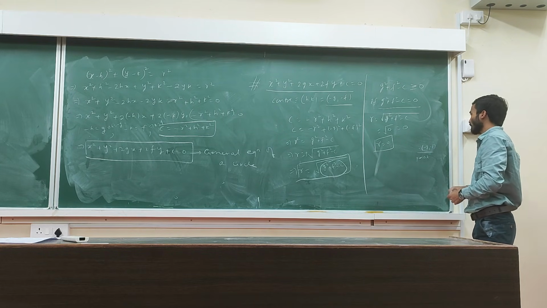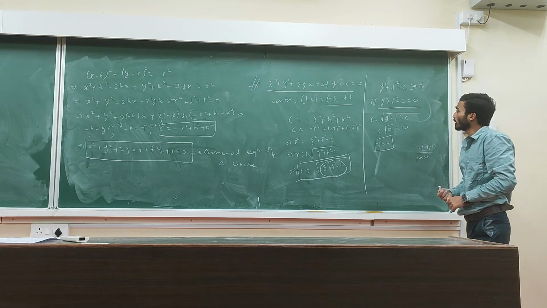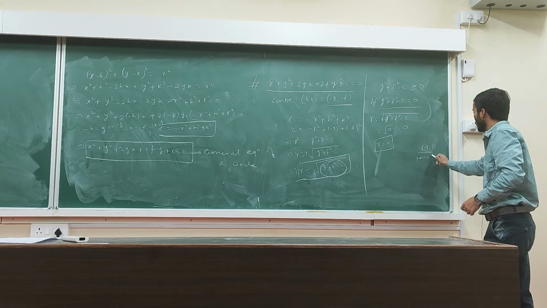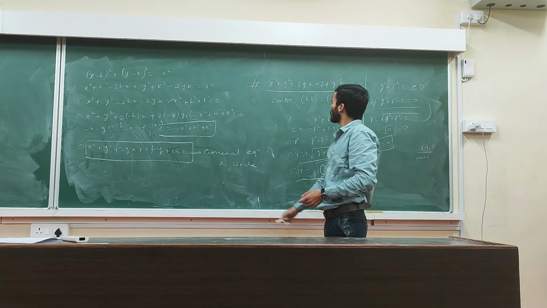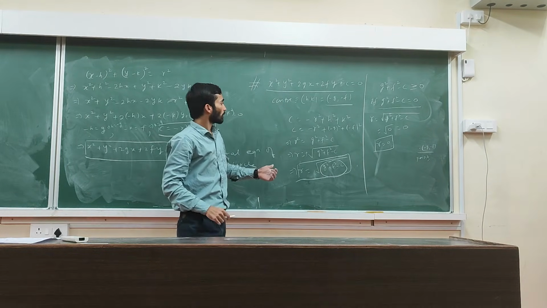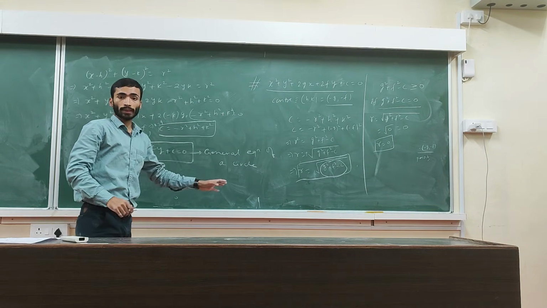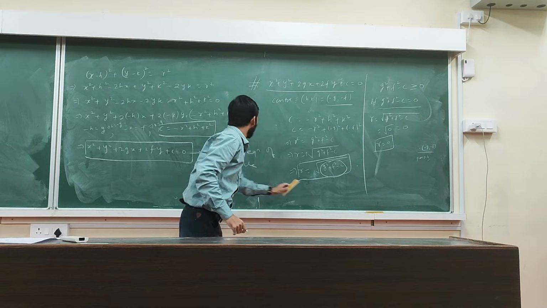Otherwise you will get a circle whose radius is positive. So in that case you can find it. So this is the concept of the general equation of a circle. So do you have any doubt in this? Okay. So let's move forward.